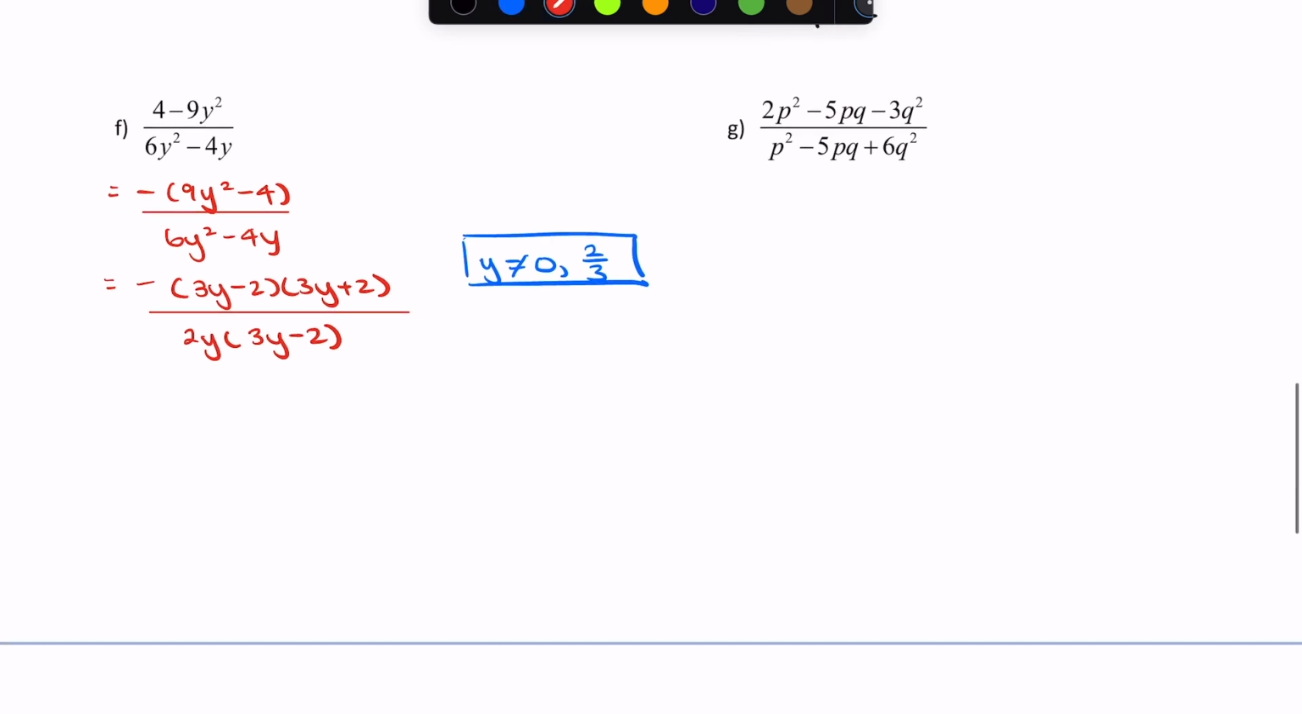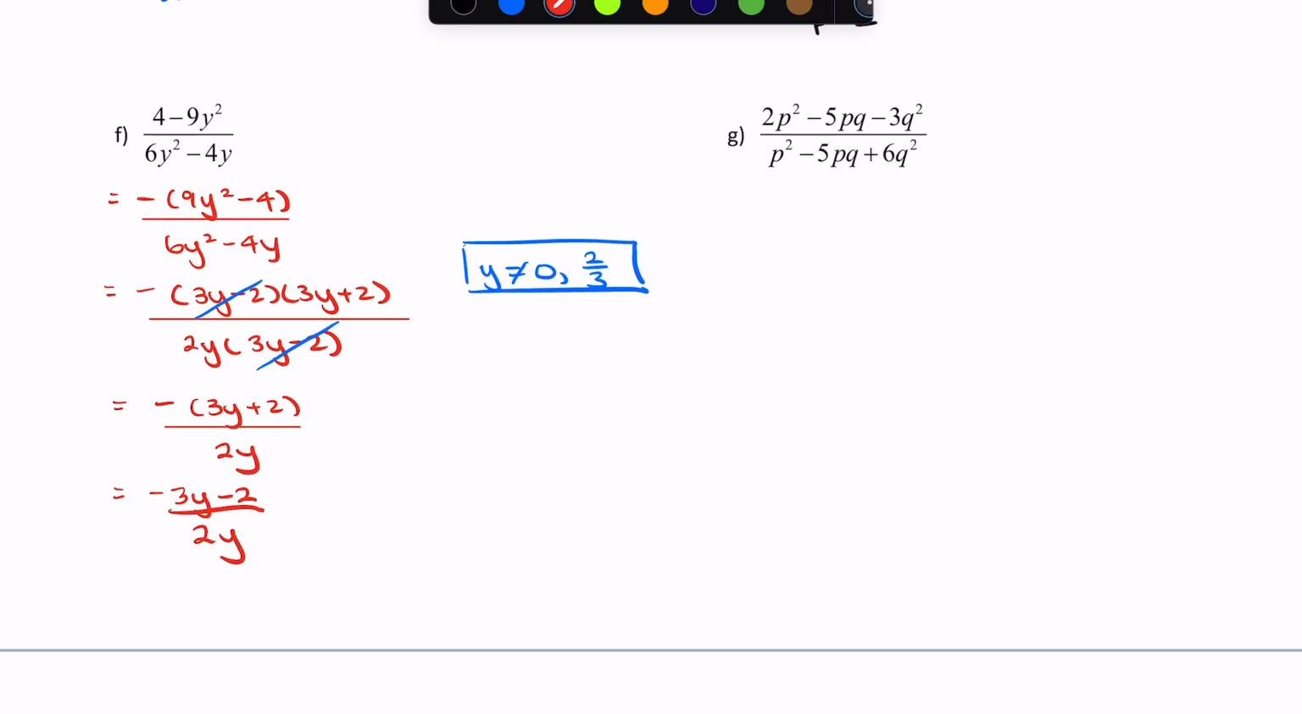So here we'll be able to cancel 3y minus 2, and we'll be left with negative 3y plus 2 over 2y. And here we can factor in if we'd like. Give us negative 3y minus 2 over 2y.